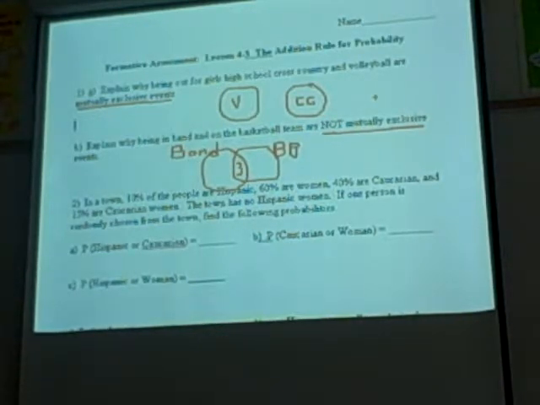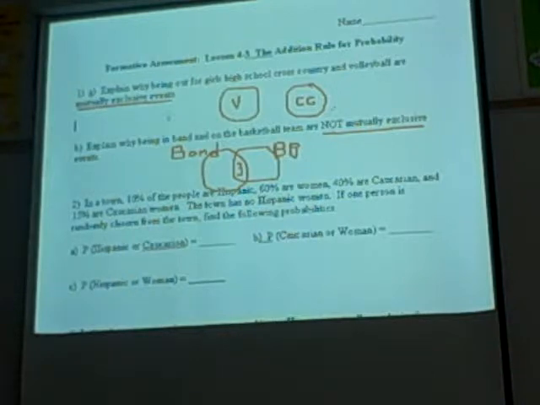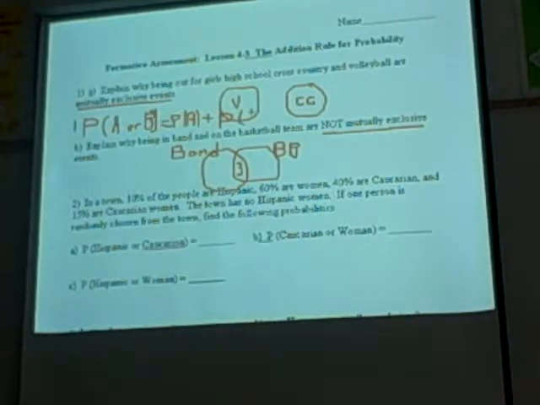Now, here's the key to this section. When the events are mutually exclusive and you want to find the probability of two events, A or B, all you do is simply add the two probabilities together. You just take the probability of A plus the probability of B, and that's all you do. Not too tricky. When you see the word or, you add the probabilities.